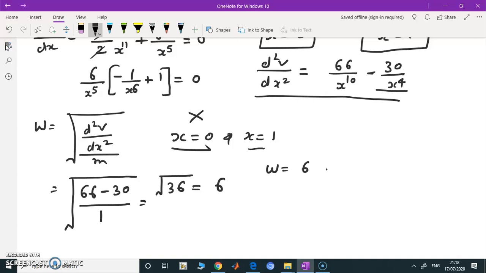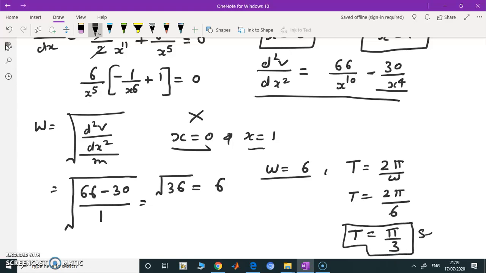Now it is asking about T. You already know T is equal to 2 pi by omega. So T is equal to 2 pi, and omega we calculated as 6. So T will be pi by 3.